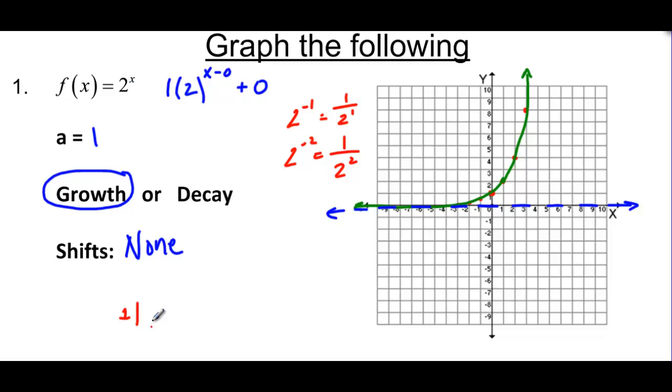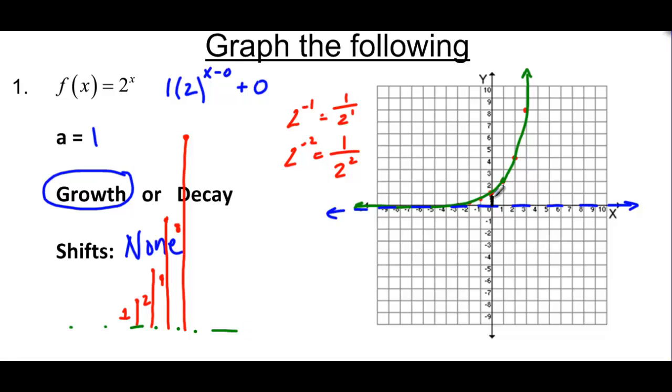Every time I go 1 to the right, I'm going to double my value, because the b value is a 2. Then I'm going to double it again, it would be 4. Double it again, we get 8. And if you notice, I kind of think of this as like the AT&T bars. At the end of these values would be my points, and this would be my asymptote right down here. And if you look at the graph, this is actually what happens.